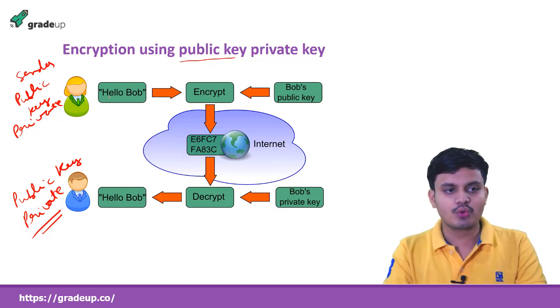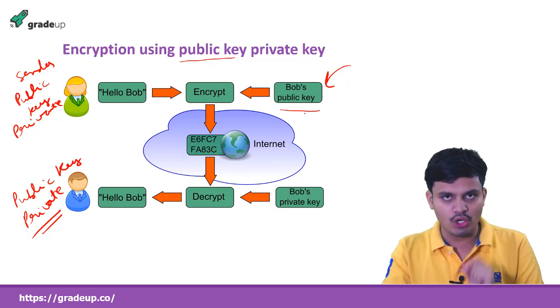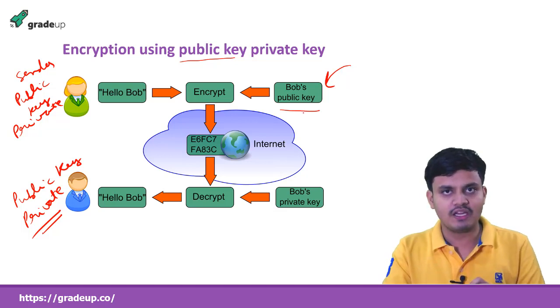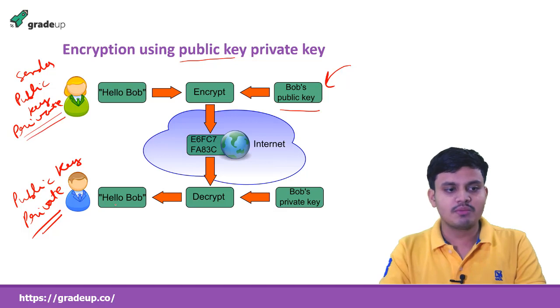Now Alice wants to say hello to Bob, so she is going to encrypt it using Bob's public key. As I told you, the public key will be visible to everyone. Everyone knows about the public key, but the private key is known only to the person whose key it is. Alice knows her own private key, similarly Bob knows his own private key, but the public key is visible to everyone. To encrypt this message, she is using Bob's public key.